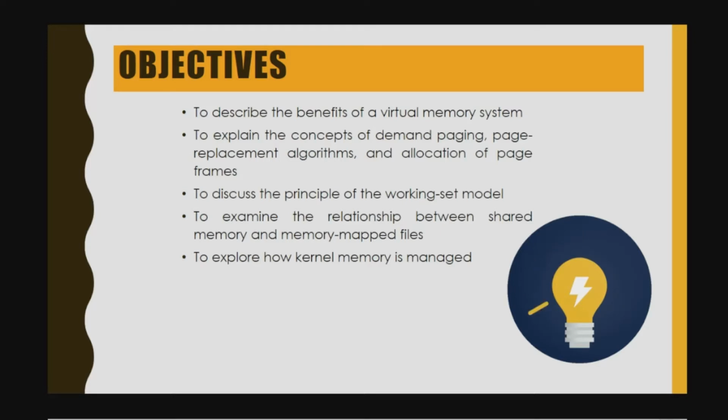So the objectives for this chapter: at the end you should be able to describe the benefit of a virtual memory system. Next, you should be able to explain the concept of demand paging, page replacement algorithm, and allocation of page frames. Once again we have algorithms to go through. Third, you should be able to discuss the principle of the working set model. Number 4, to examine the relationship between shared memory and memory-mapped files, and then to explore how kernel memory is managed.